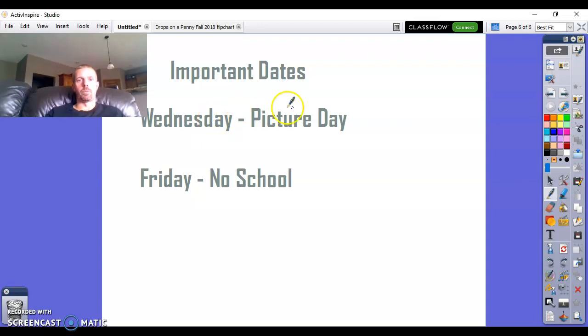Some important dates. Wednesday is picture day. For this picture day, they do have to be in dress code. And then Friday, there's no school.